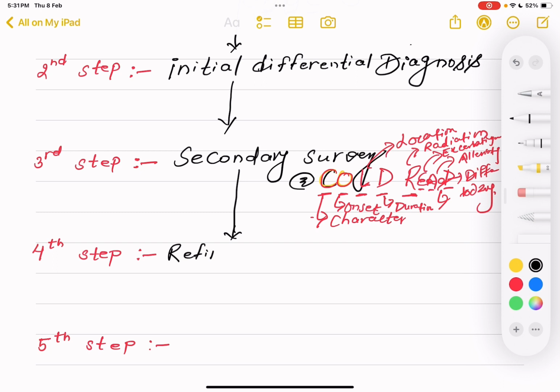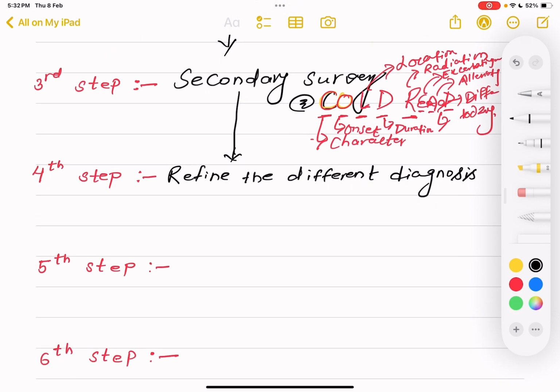Refine whether we are going to remove some of the differentials as per the detailed information. So refine the differential diagnosis. We can refine the differential diagnosis by removing diagnoses from the initial checklist. Okay.